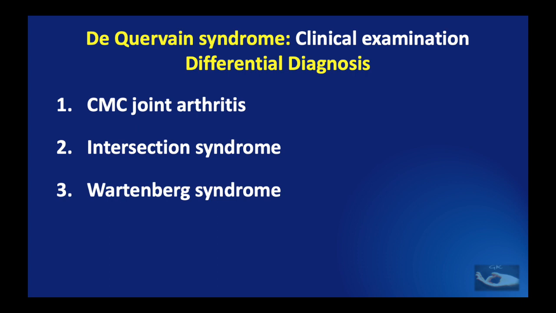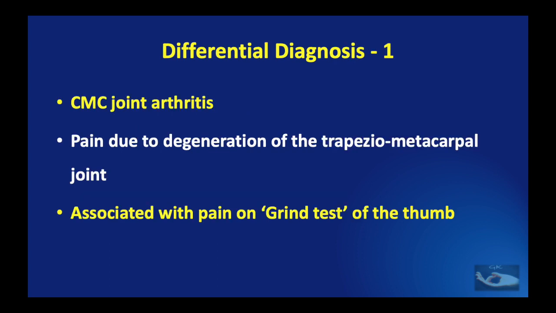Even though the clinical diagnosis may point to a de Quervain syndrome, there are three important diagnoses that should be differentiated. All these three conditions cause pain at or around the level of the wrist: carpometacarpal joint arthritis of the thumb, intersection syndrome, and Wartenberg syndrome. The carpometacarpal joint arthritis leads to pain due to degeneration of the trapeziometacarpal joint at the thumb.